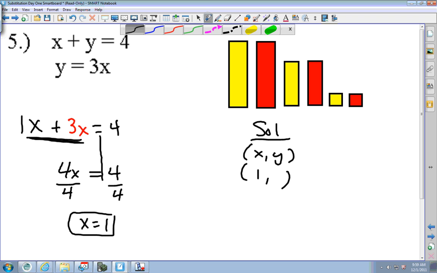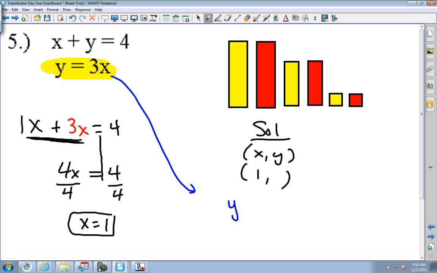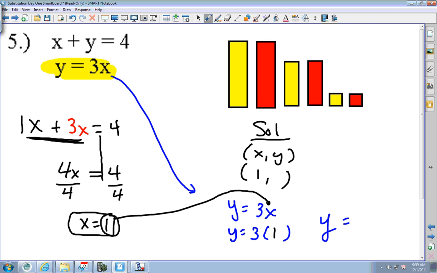Okay. I like choosing the one that's already in y equals or x equals form. You don't have to. You can choose the other one. I'm going to bring this down here. I'm going to write y equals 3x, 3 times x. What did we find x to be? 1. Put this in here. Well, this says 3 times x. x is 1. What's 3 times 1? 3. y equals 3.